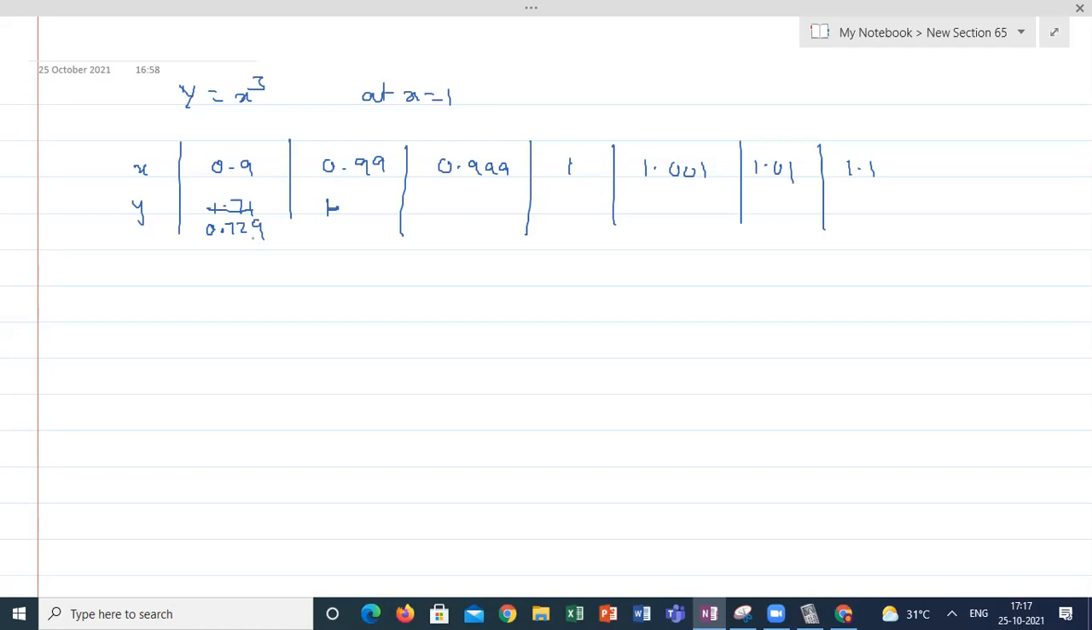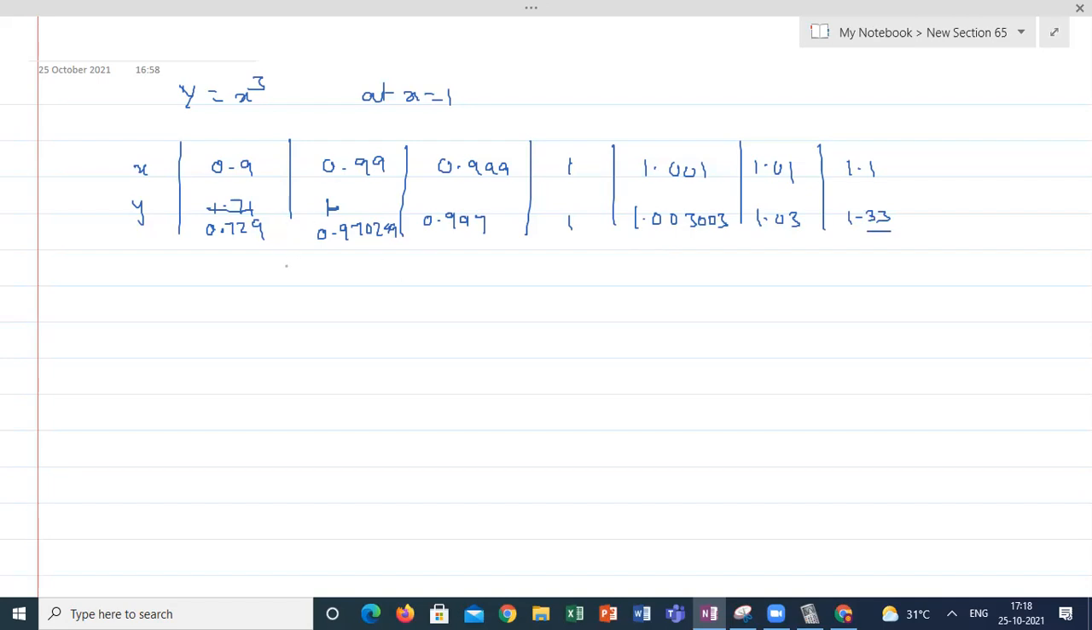0.99 cube is 0.970299. Same as 0.999 cube, this is 0.997. 1 cube is 1. 1.001 cube is coming 1.003003. 1.01 cube is 1.03. 1.1 cube is 1.33.